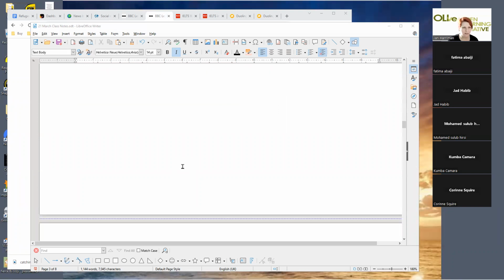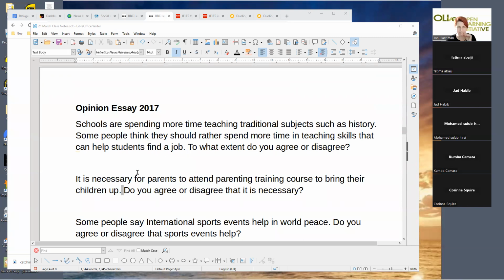So let's look at some other sample questions. Let's look at this top one. Schools are spending more time teaching traditional subjects such as history. Some people think they should rather spend more time teaching skills that can help students find a job. To what extent do you agree or disagree? Okay, so what are our subjects in this? What are we going to be writing about?